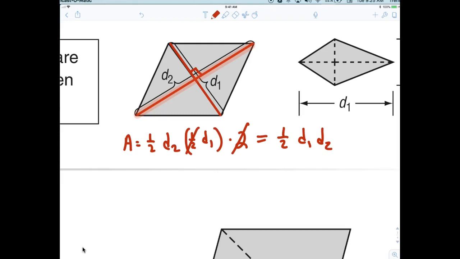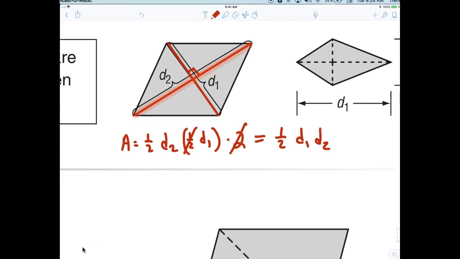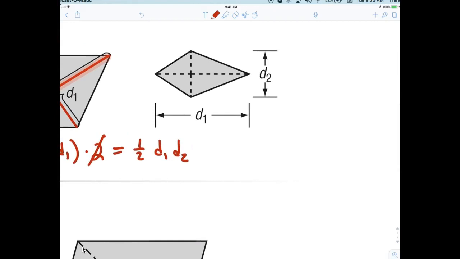Now, again, part of the reason I showed you that is because most of the time it's hard to remember all the formulas. So sometimes it's easy to just be able to say, I'm not sure what it is, but I could figure it out. All right. Now, that is the same exact situation for the kite.